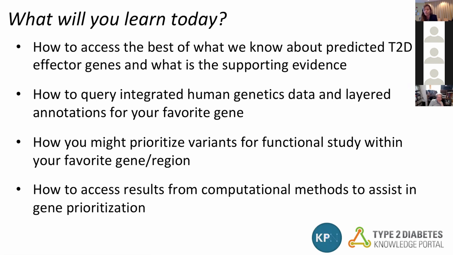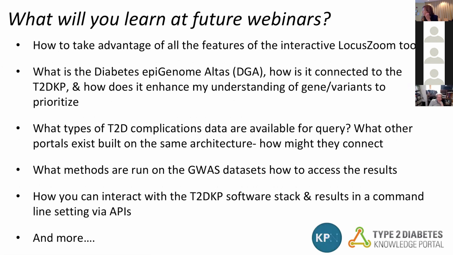That's the landscape today. At our future webinar, we plan to do these quarterly, I believe. There are some really nice other tools that we want to spend some time on. One is LocusZoom. I think that's a tool that's used outside of the portal. Actually, it's a standalone tool from the University of Michigan. We're going to spend some time on that in a future webinar. We're also going to invite our colleague, Kyle Gaulton, who runs the Diabetes Epigenome Atlas, because this is a connected, federated node of the knowledge portal. And this will allow us to see how it's connected to the portal, how it helps us enhance our understanding of genes and variants to prioritize.